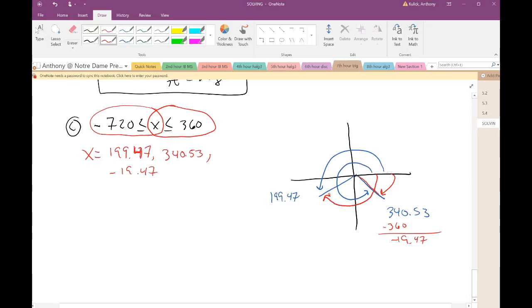Then I also need this angle. So what am I going to do to 199.47 to get that angle? Subtract 360. So that should be -160.53. Are we okay there?